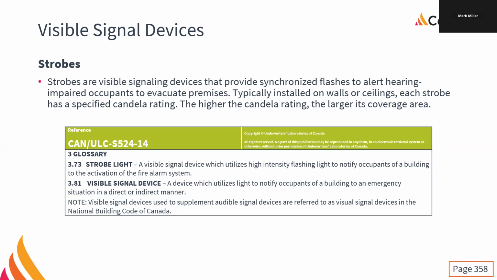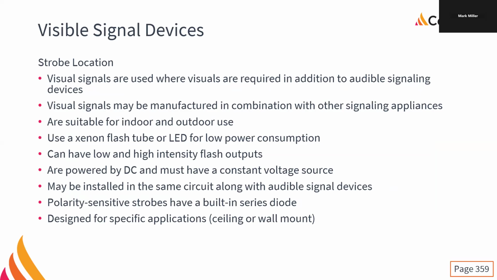Lights to notify occupants of a building to an emergency situation in a direct or indirect manner. So we could have exit signs that only light up in certain circumstances, right? For alternate exits and stuff like that. We could have fire do not enter signs to let us know don't go into this building because there's a fire. There's also scrolling signs that get installed on occasion to notify people of various fire emergencies. But strobes are by far the most common, and we have to install them in a lot of places these days.